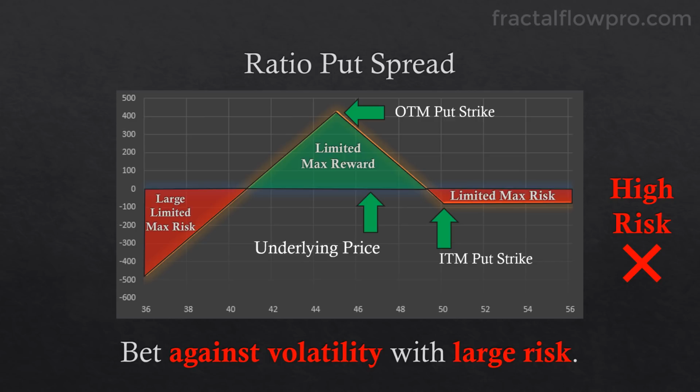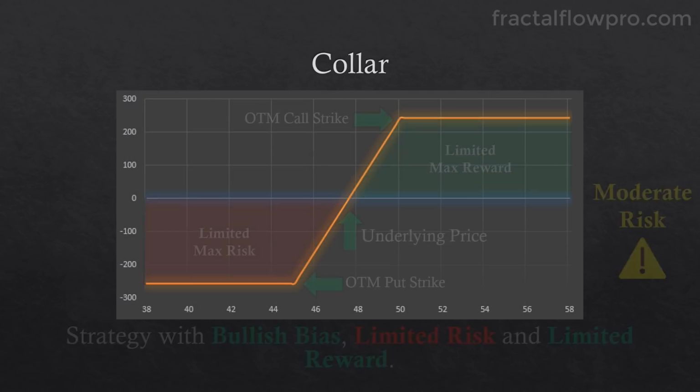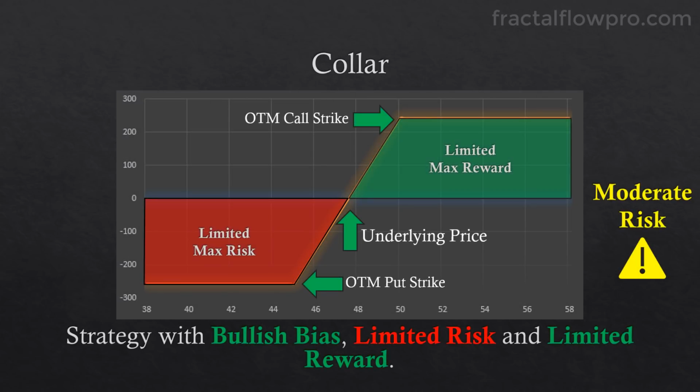Next, we have a strategy called collar, which involves buying 100x shares of the underlying asset, buying an X number of out-of-the-money put option contracts, and selling an X number of out-of-the-money call option contracts. In terms of payoff, the collar maximizes and limits the profit if the underlying rises above the out-of-the-money call strike, and maximizes and limits the loss if the underlying falls below the out-of-the-money put strike, so it's a bullish strategy with a limited risk. In terms of risk, this is a bet on bullish volatility with limited risk and limited reward, so it's a moderate risk strategy.